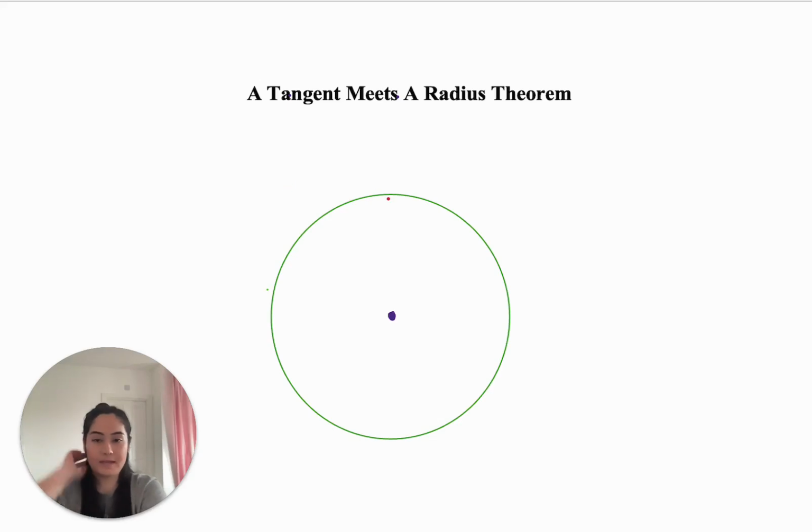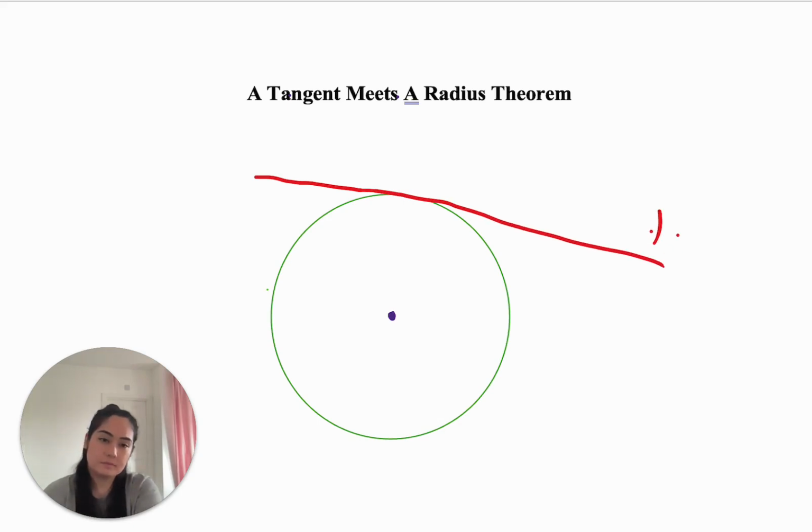The next theorem, we'll look at a tangent. A tangent is any line that touches the outside of a circle. Now, a tangent will always meet the radius of a circle. The radius is from the middle of the circle to a side. A tangent will always meet the radius at 90 degrees on both sides.